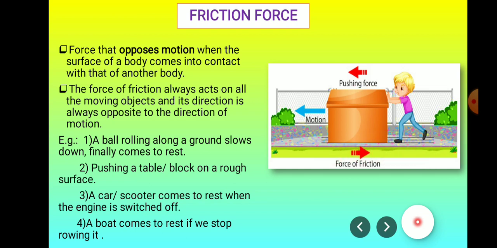It is opposite. A ball rolling along the ground slows down and finally comes to rest. Pushing a table or a block on a rough surface. A car or a scooter comes to rest when the engine is switched off. A boat comes to rest if we stop rowing it.